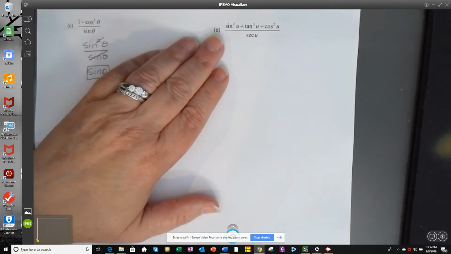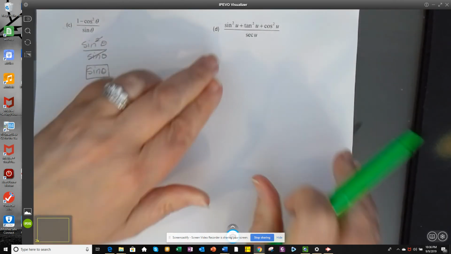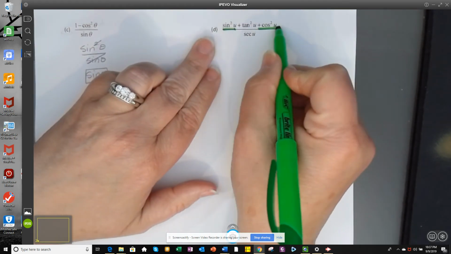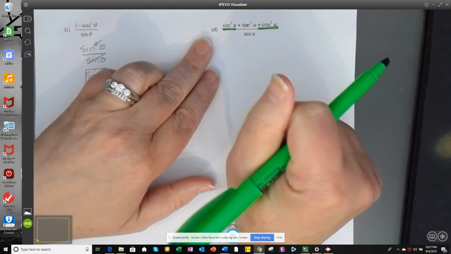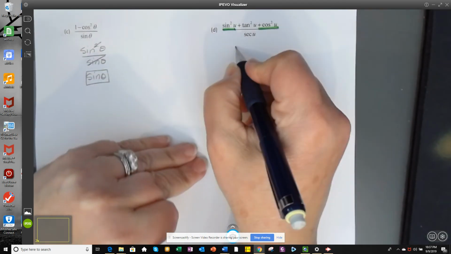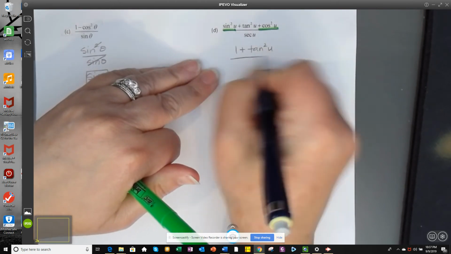All right, this next one. Let's see if we can find something wonderful on this one. What do you see in the numerator? Well, I see a sine squared u and a cosine squared u. So we know that that's going to equal 1. So we can say we have 1 plus tan squared u now over secant u.